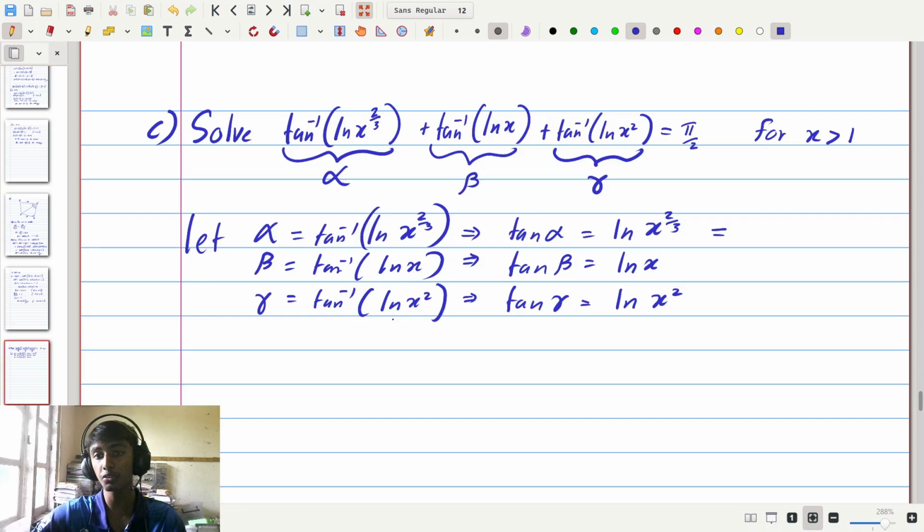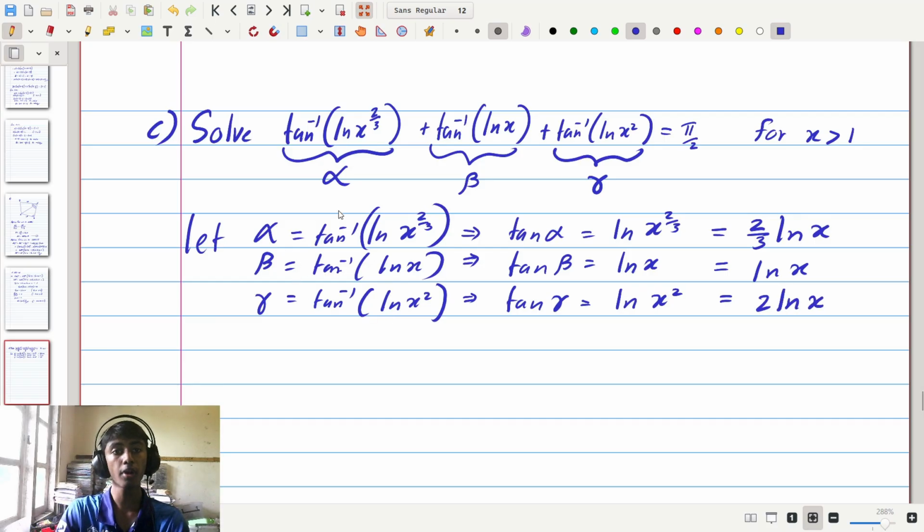Now, considering this, we can also simplify each of these further, because we know if you have the natural logarithm of x to some power, it's going to be equal to that power multiplied by the natural logarithm of x. So therefore, natural logarithm of x to the power of 2 over 3 is going to be equal to 2 over 3 times natural logarithm of x. This is of course still equal to natural logarithm of x. And finally, natural logarithm of x squared is going to be equal to 2 times natural logarithm of x.